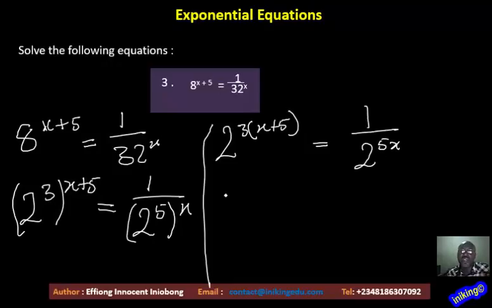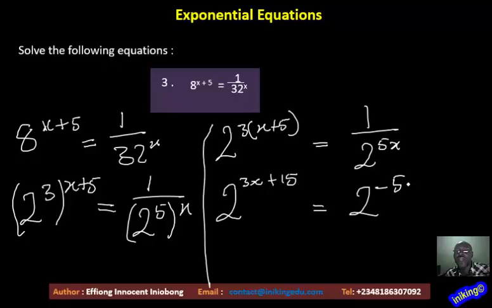And I move further here. This is 2 raised to the power 3x plus 15, opening the bracket up there. And then, of course, I can express this as a negative index, 2 raised to the power of minus 5x. Now I can do what? I look at my left hand side, my right hand side. Both have been expressed as numbers in the same base. And of course, left hand side equals right hand side.